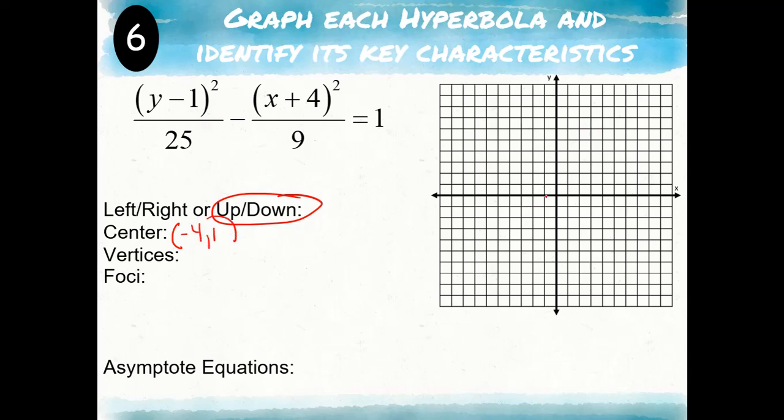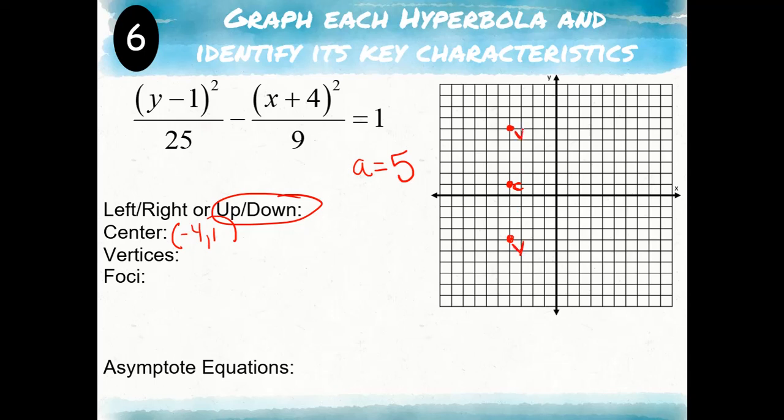I'm going to graph that right away. -1, -2, -3, -4. -4, 1. So right here is my center at -4, 1. Now, my vertices, remember, that is my a value, which is the number that's under the denominator first. So 25, square root that, we are going to get a 5. So my vertices are 5 away, up and down, because that's why we found the hyperbola's direction. I'm going to go up and down 5. 1, 2, 3, 4, 5. 1, 2, 3, 4, 5. So these are my vertices here.